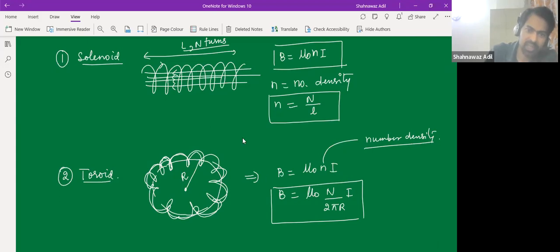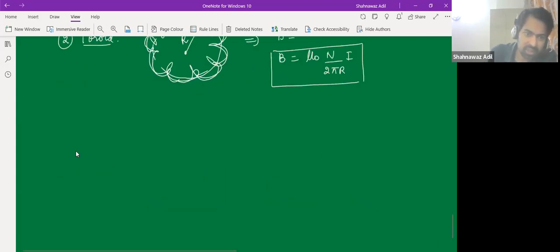And then we have the third thing which we have understood about this Ampere circuital law, which is about this thick wire.